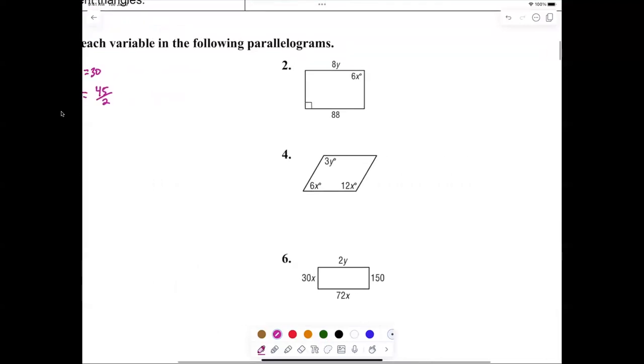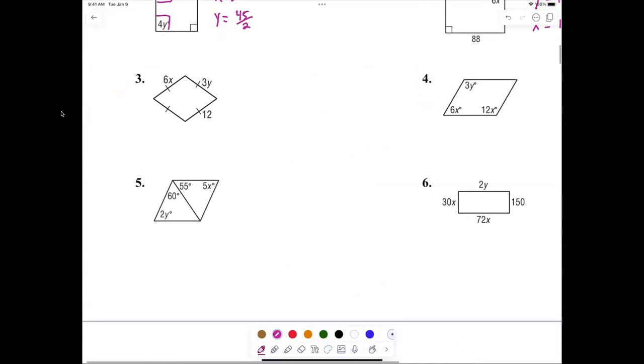Number two, obviously Y is equal to what? What does Y equal? Sure, Y is equal to 11. And X was equal to what? 90 divided by 6 is? Very good. All right, so now let's try number three.